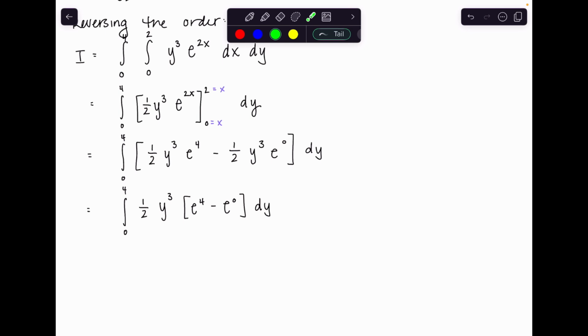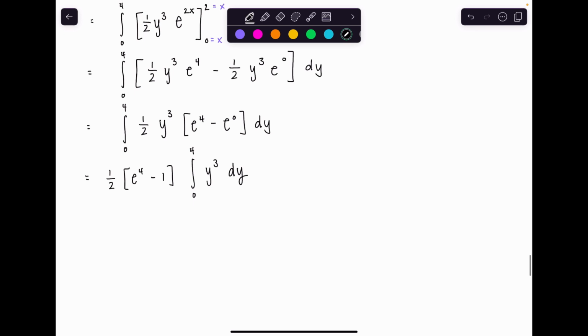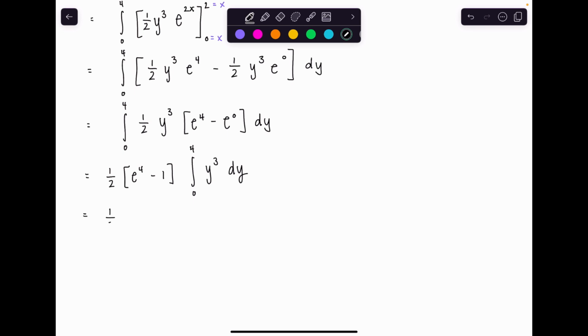But when I'm going to evaluate this integral, 1/2 is a constant. This is also a constant, so both of these can pop outside the integral. So this becomes 1/2 times e to the 4th minus 1. And then we're taking the integral from 0 to 4 of y cubed. And that alone is hopefully not too bad. That's just reversing our power rule. So it gives us y to the 4th over 4. And then we're going to evaluate this from 0 to 4.